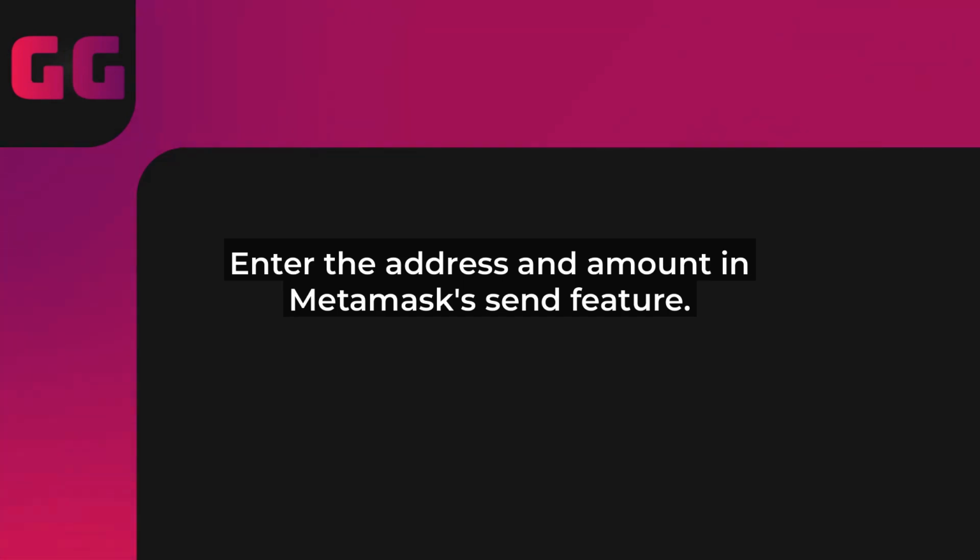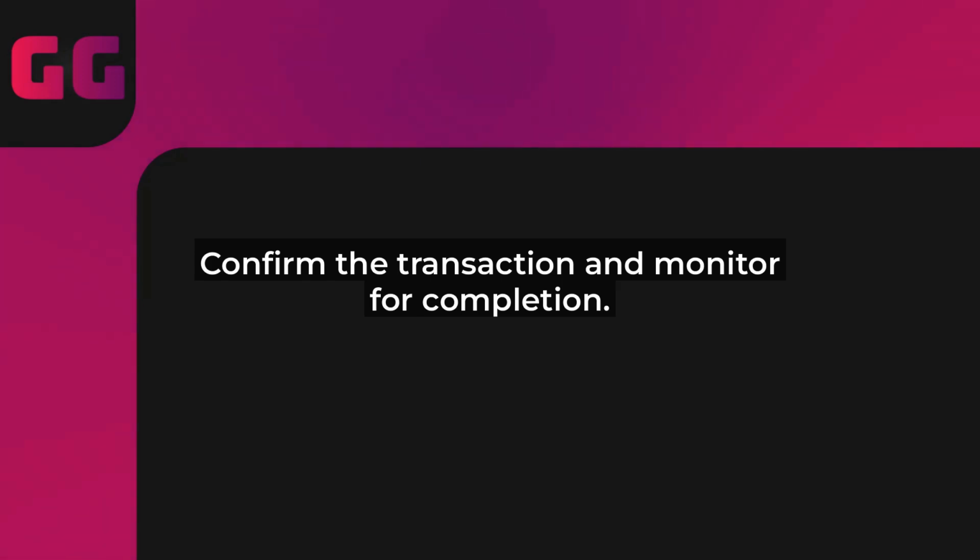Now, back in MetaMask, click on your USDC asset and select Send. Paste the Bitrue deposit address into the To field. Enter the amount you want to transfer, but leave enough for gas fees. Those can vary, so check current rates on a site like Etherscan. Hit Next, review the details, and confirm the transaction. You'll need to sign it with your wallet.